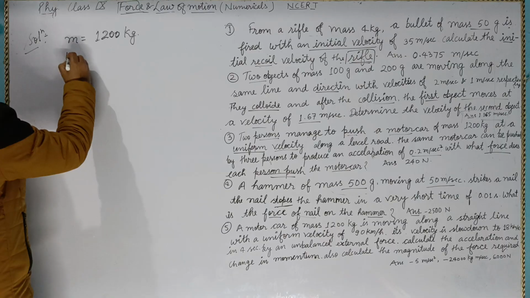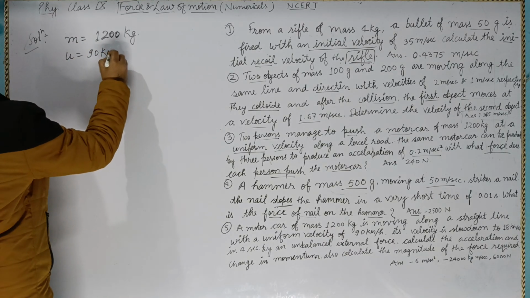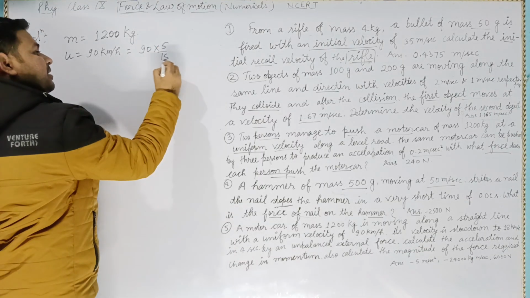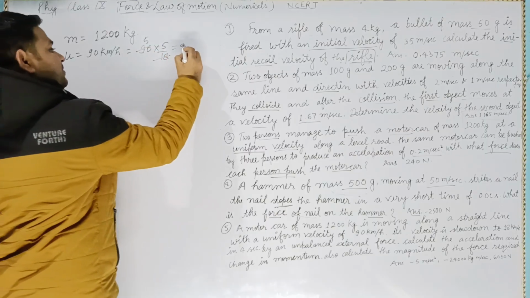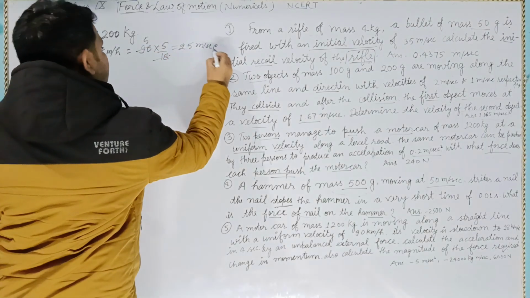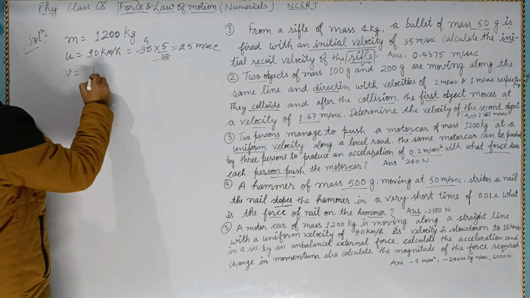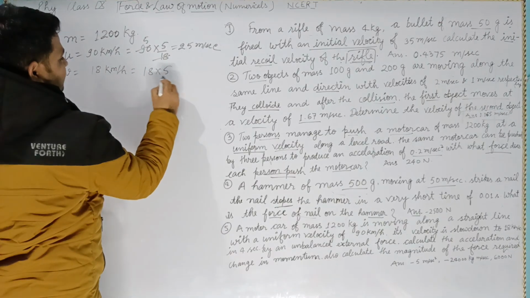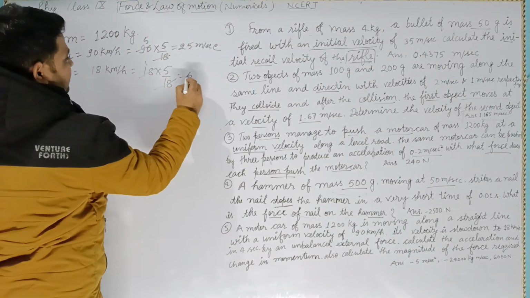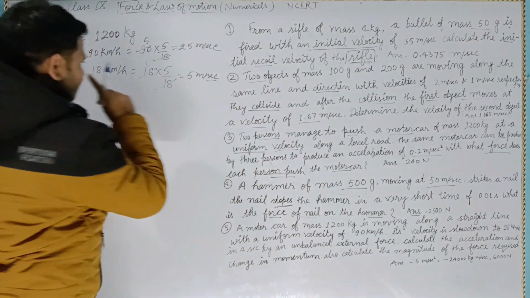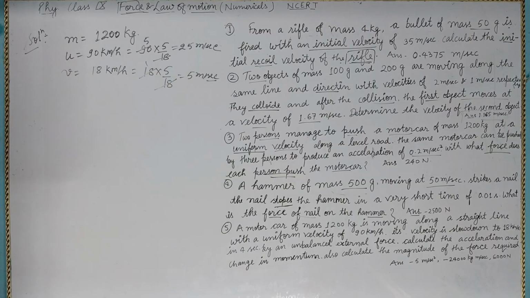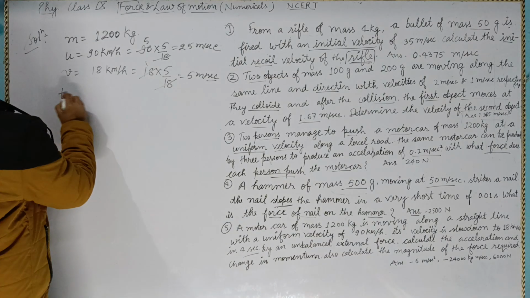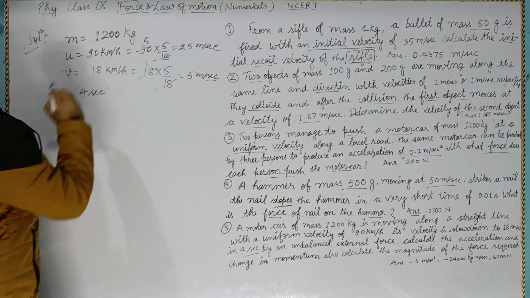Initial velocity is u equal to 90 km per hour. We convert it into meter per second. 90 into 5 by 18, which is 25 meter per second. And final velocity v equal to 18 km per hour. 18 into 5 by 18 is 5 meter per second. And it slows down in 4 seconds, so time t equal to 4 seconds.